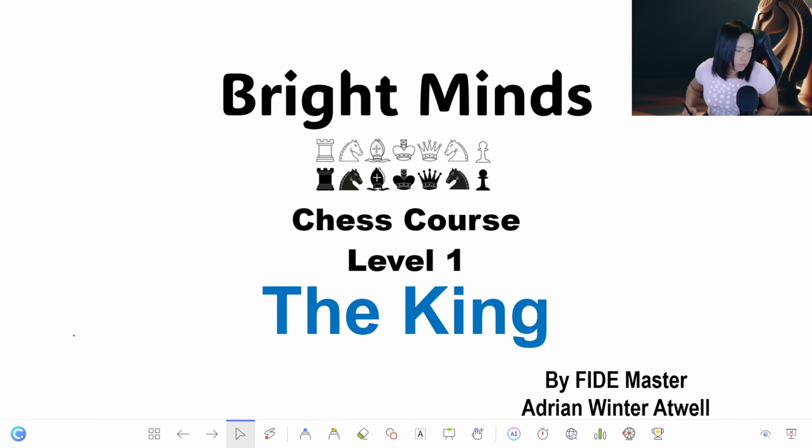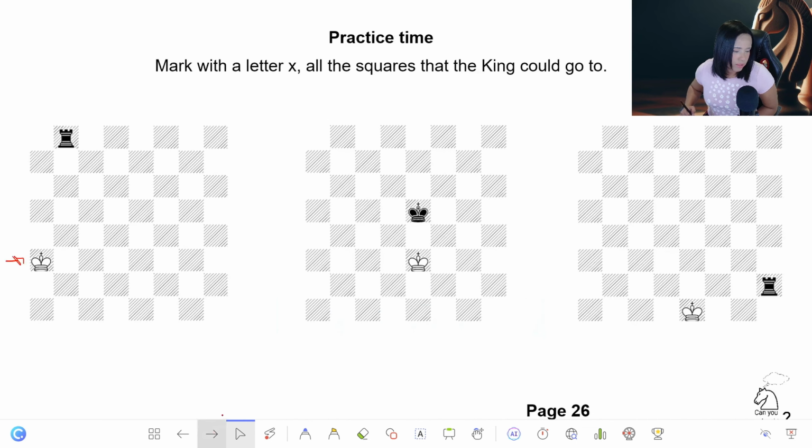So, in this part of the video, we're going to practice how to move the king and how to capture with it. Remember that when you move the king, you have to be careful that you're not going to move it onto a square that is being attacked by the enemy pieces, because that will be an illegal move.